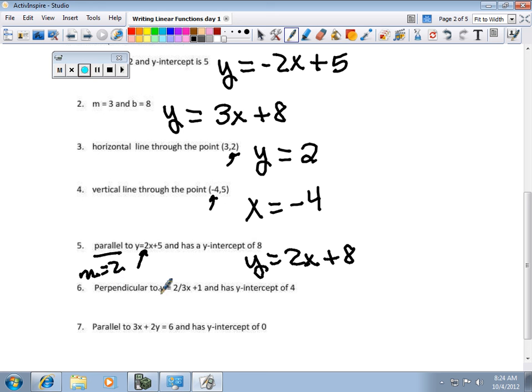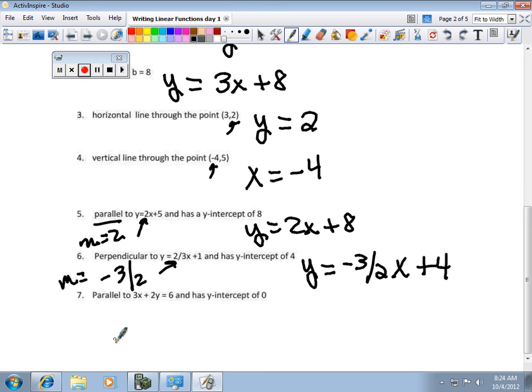If I'm going to be perpendicular to y equal 2/3 x plus 1, I'm going to take the slope there and I'm going to change the sign so it's negative, and I'm going to flip the fraction so it becomes 3/2. That is my new slope. So I take my new slope, the y-intercept they gave me, and write an equation. Y is equal to -3/2x plus 4.